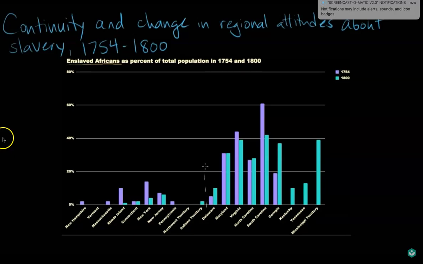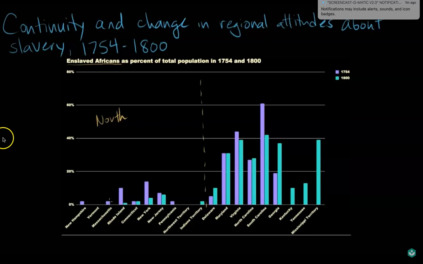Now, on the left side here, we have the data from the northern part of the country. In purple, you can see the percentage of the population of each colony that was enslaved in 1754, and generally it wasn't a very large amount. I think New York here had the most at about 14%. By 1800, however, you can see that the percent went down considerably.